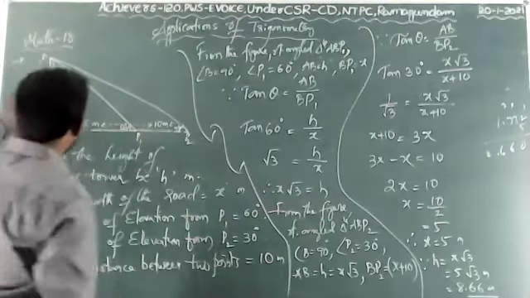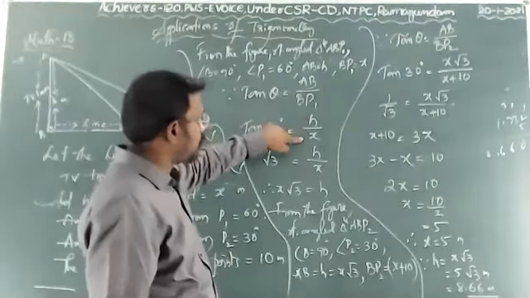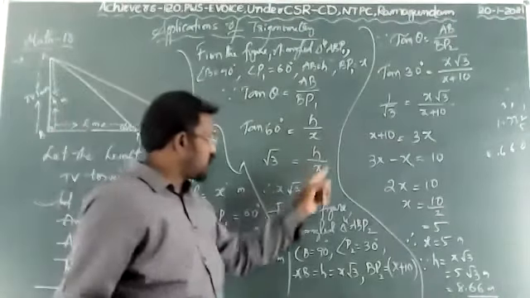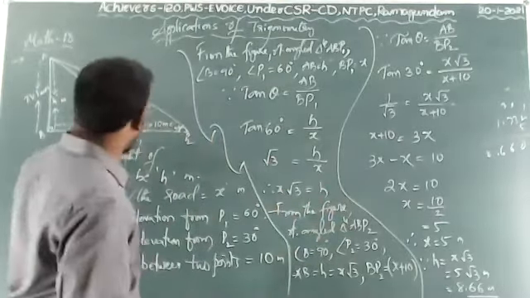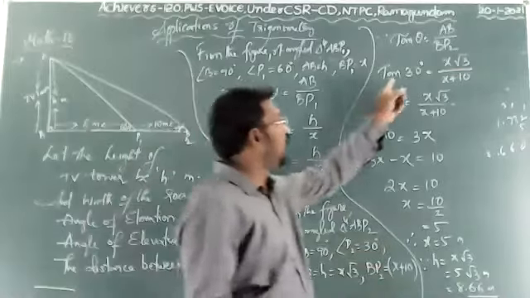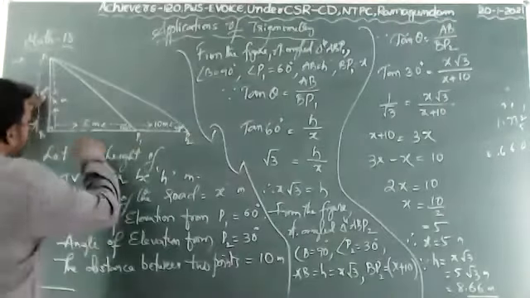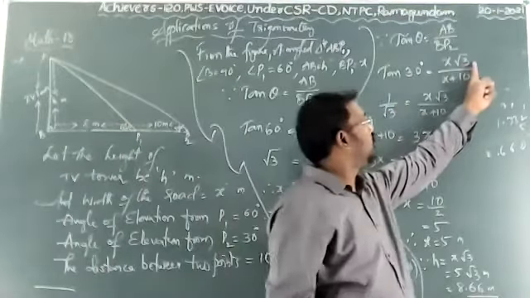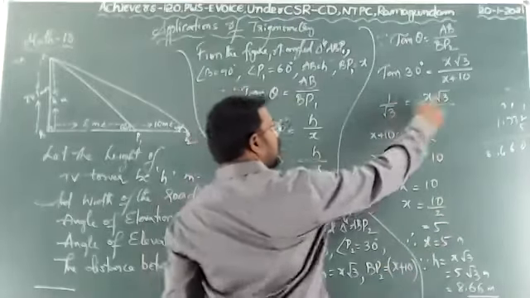What relation do you have with opposite and adjacent? That is tan theta. Tan 60 degrees is equal to opposite by adjacent. Opposite is h, adjacent is x. So h is x root 3, which is the height. From the second right triangle, angle P2 is 30 degrees, so tan 30 is equal to h by x plus 10. But h we got as x root 3, so I substituted that value here: x root 3 by x plus 10. Do some calculation: x plus 10 into 1, root 3 into root 3 is 3.